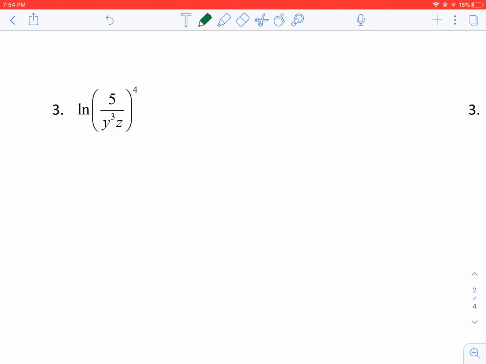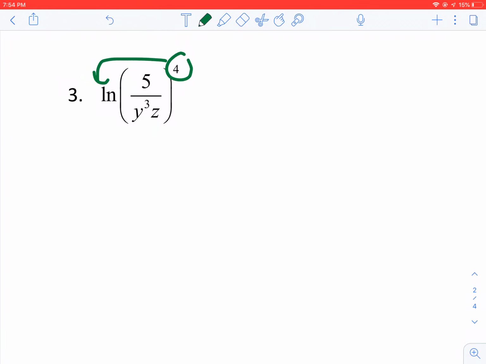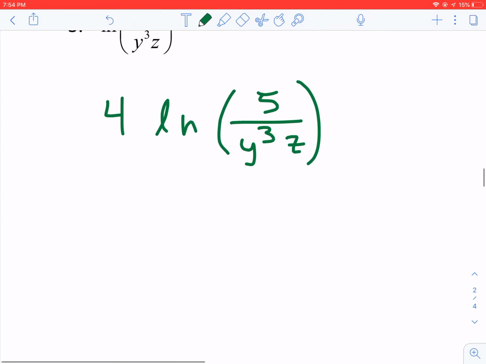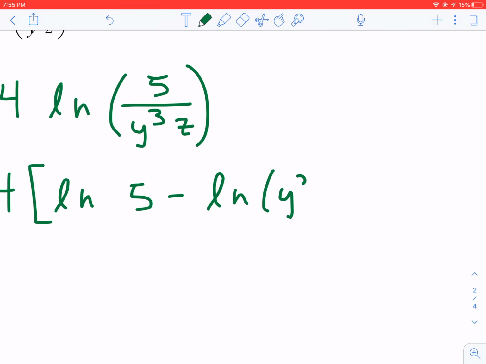All right, number 3 down here. Again, exponent, I can shift that to the front. So we have ln here, right, the natural log. Remember that is just log base e. So it doesn't matter what the base is, that's not going to change anything, right? So don't write log base e, don't write ln. So we have the natural log of 5 divided by y cubed z. So again, division, we're going to make that subtraction. So 4 times, so all of this in parentheses, the natural log of 5 minus the natural log of y cubed z.